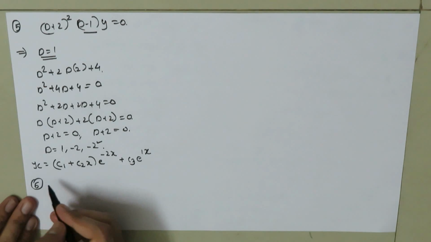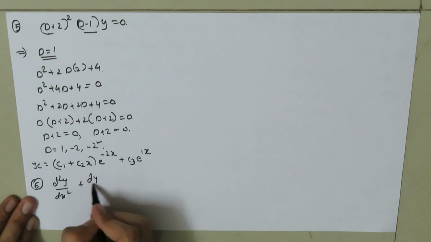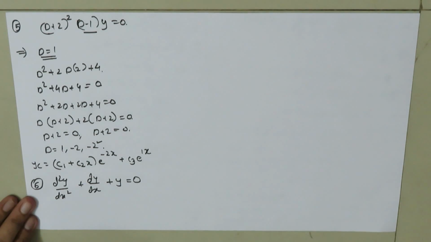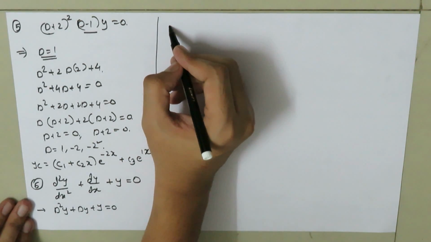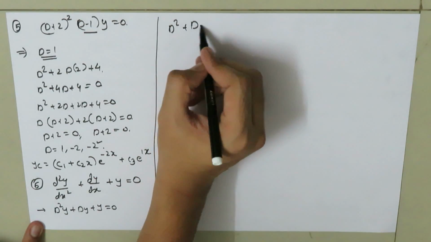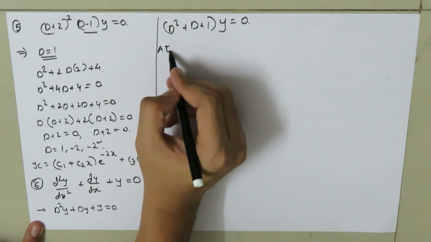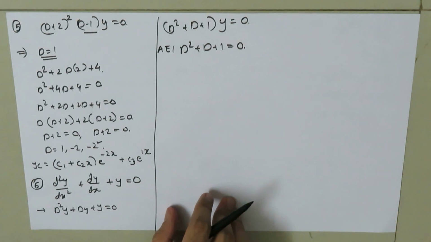Let us take another example. So d2y by dx square plus dy by dx plus y is equal to 0. So this can be written as d square y plus dy plus y is equal to 0. So if we take y common, we can write this equation as (d square plus d plus 1) times y is equal to 0. So our auxiliary equation will be d square plus d plus 1 is equal to 0. Now we can't solve this equation by splitting the middle term.